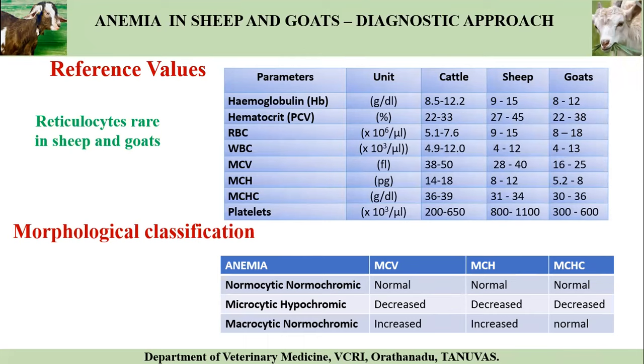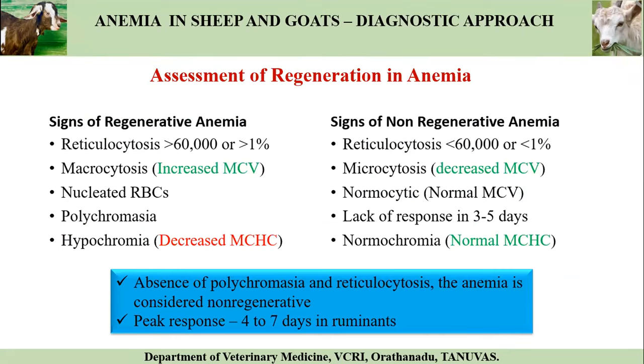What are the normal assessment categories for regeneration in general? They may be applicable to all species of animals. If the reticulocyte count is more than 60,000 or 1% of the total RBCs, then the presence of increased MCV, nucleated RBCs, that is rubricytes, polychromasia, and hypochromasia indicates regenerative anemia. Even though reticulocytes in the blood circulation are rare in small ruminants, a minimal amount of reticulocytes, polychromasia, and rubricytes indicates regeneration in anemic patients, especially in ruminants and small ruminants.